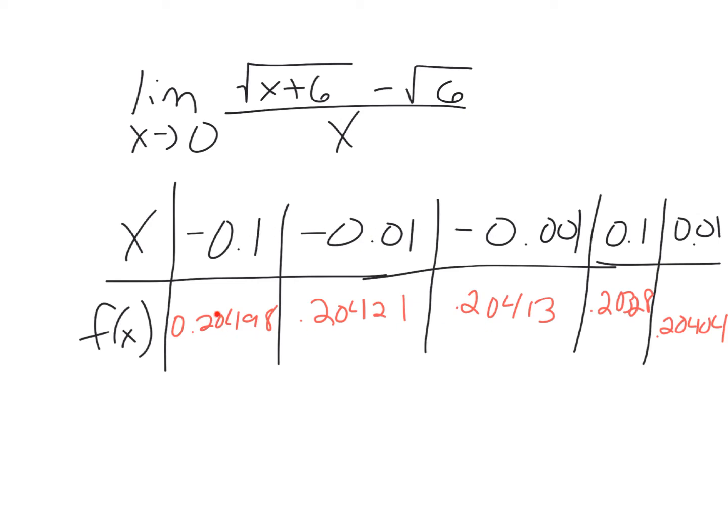What's it getting closer and closer to? As the number gets closer and closer to 0, it looks like we're getting closer and closer to approximately 0.204. And then as we come to the right, about the same. It looks like it's a little bit above 0.204. So if we estimate, it's going to be about 0.204, a little bit more than that, because from the right side it's going to like 0.20404. So we'll call it approximately 0.2041.